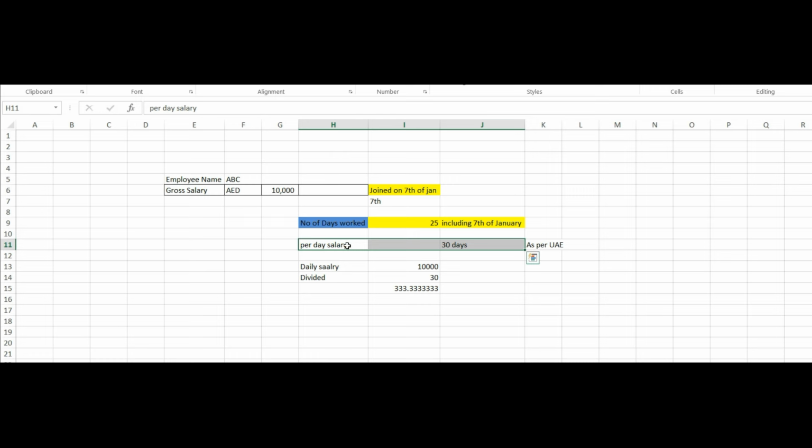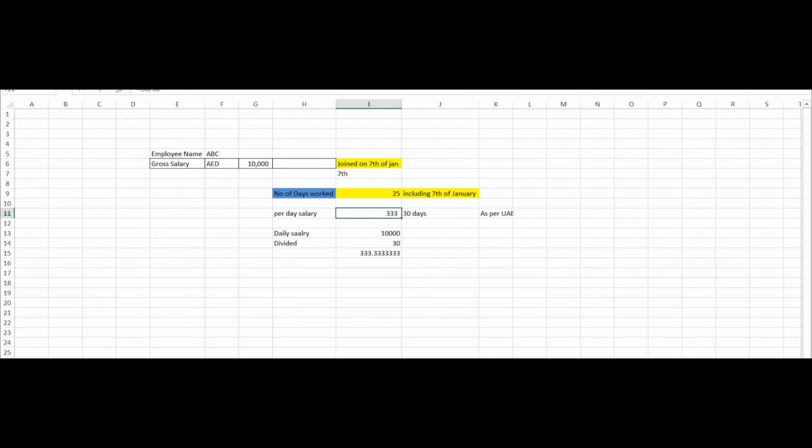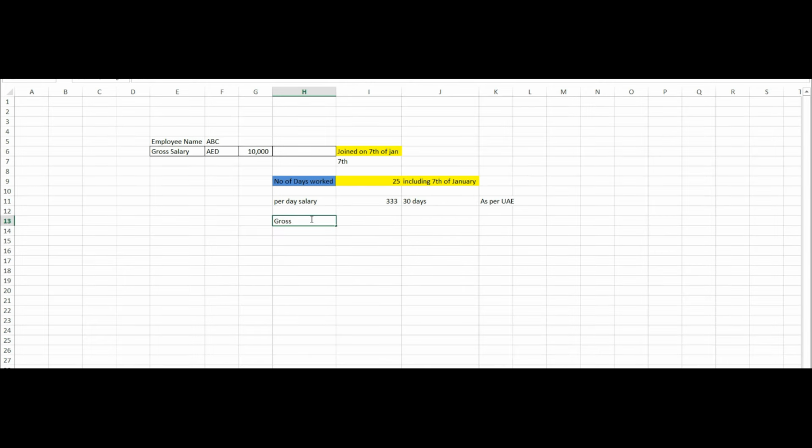The next step is to calculate per day salary. So per day salary will be total salary divided by 30, because as per UAE labor law we have to consider 30 days in a month irrespective of the total number of days in a month like January, February or any other month. So divided by 30. So this figure will be the per day salary, 333.33. Gross salary for this employee would be per day salary multiplied by number of days worked, that would be 8,333. And again you will make the same entries, you will book your expense with this amount.